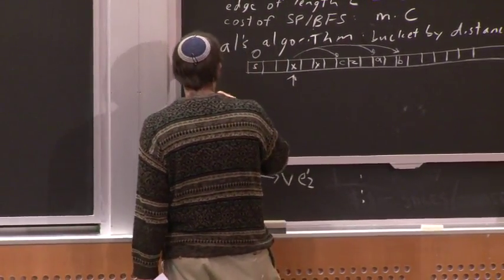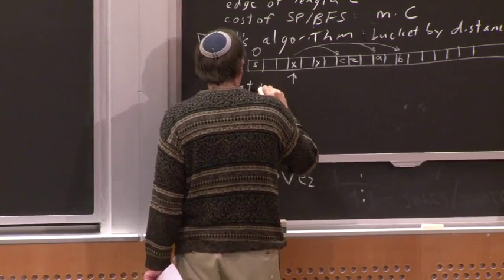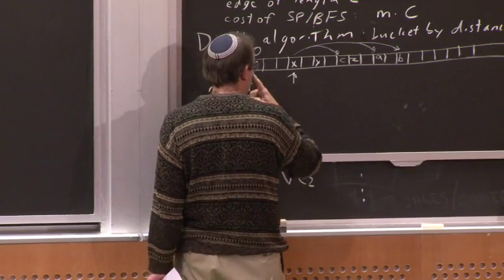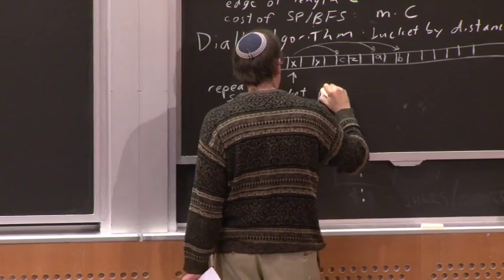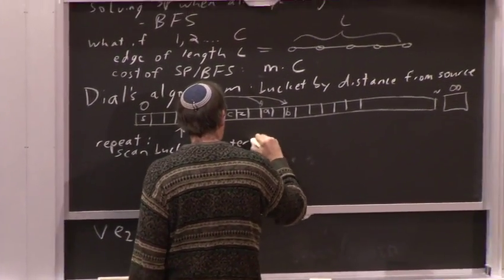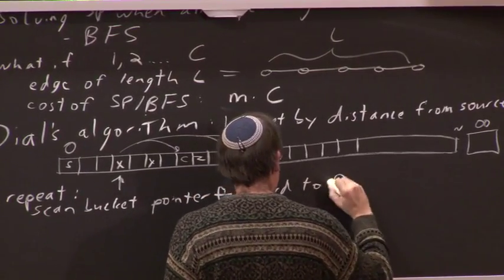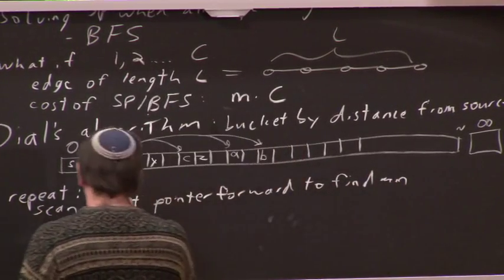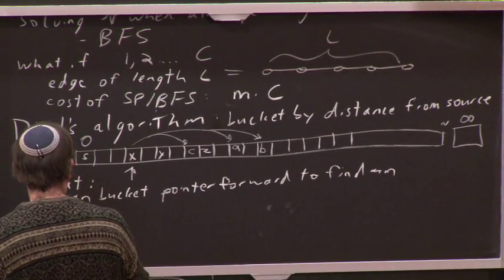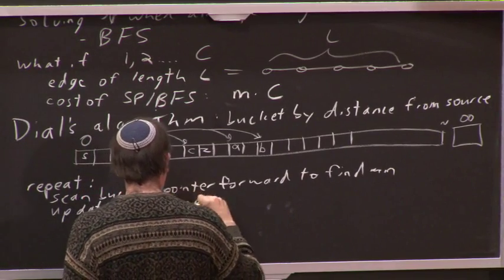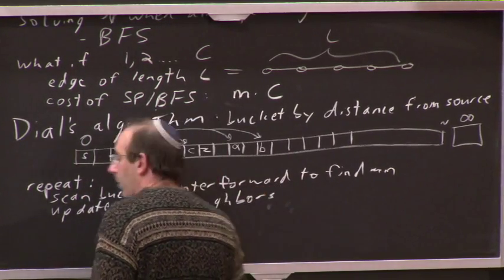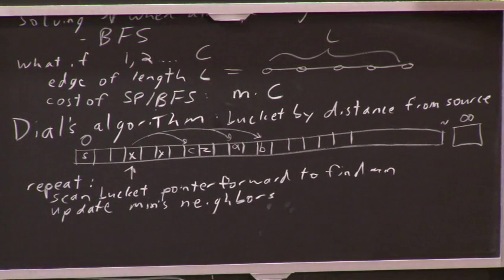So the algorithm for Dijkstra is to scan the bucket pointer forward to find the min. And then to update min's neighbors with new distances. Okay. So let's just unpack the runtime of this algorithm.